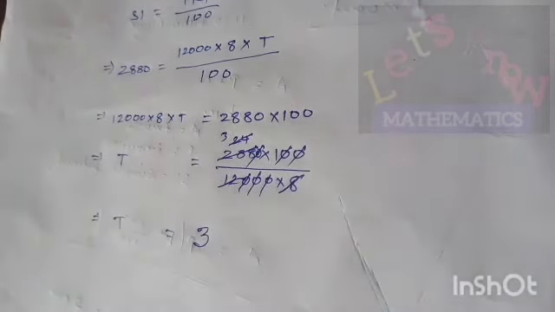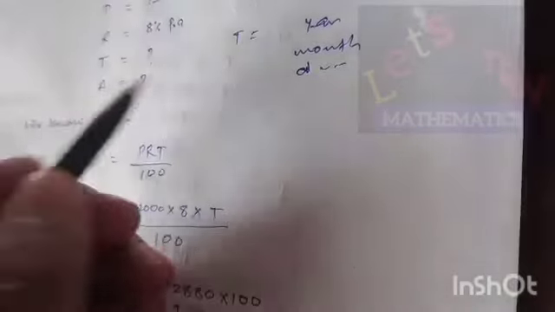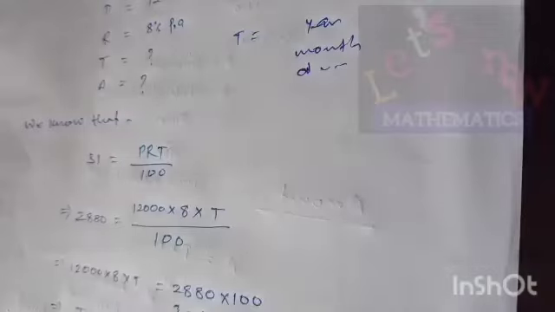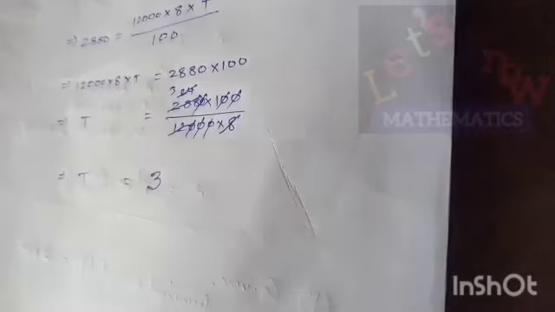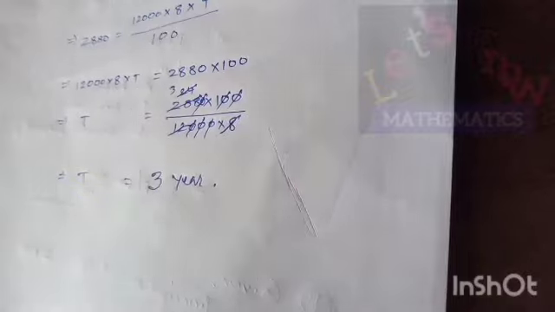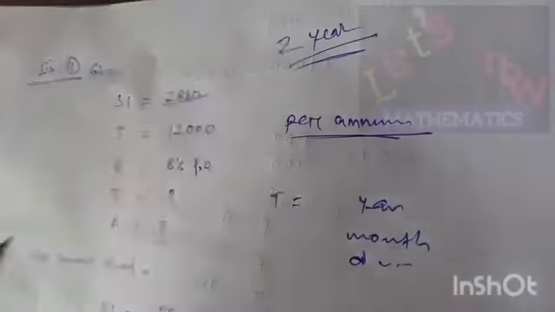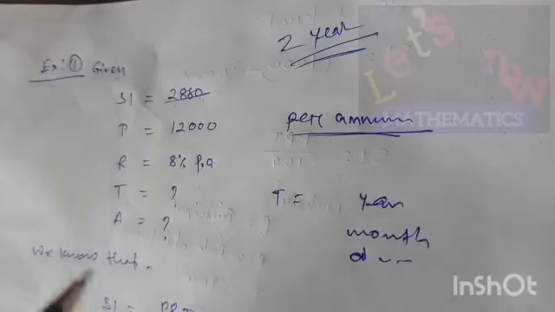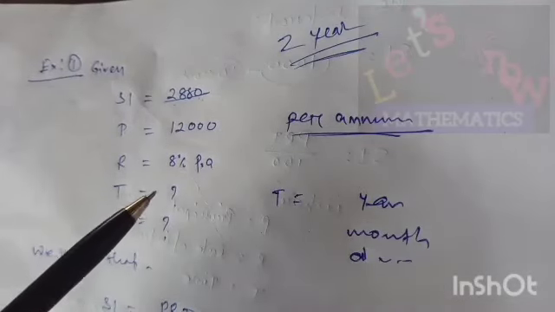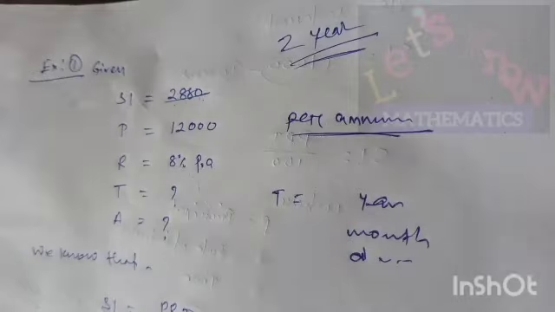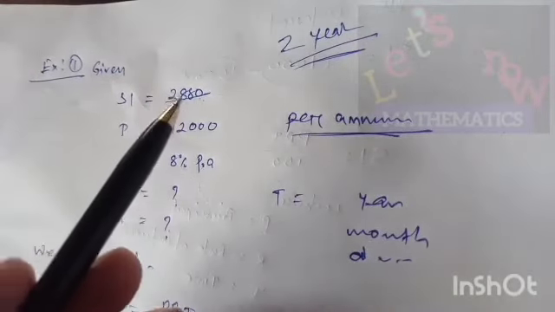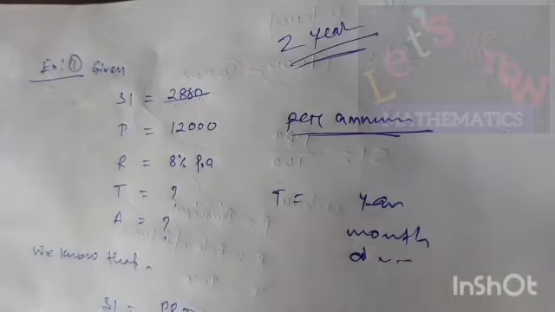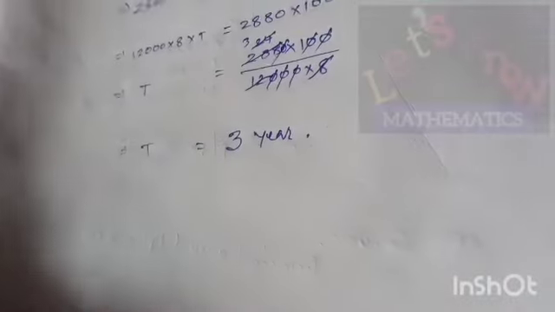Now what will decide whether it is 3 years, 3 months or 3 days? We know that this is given per annum, right? Per annum means it is year. So it is 3 years. That means if this principal amount of 12,000 is invested for 3 years at a rate of interest of 8%, then you will get a simple interest of 2880. Very good.